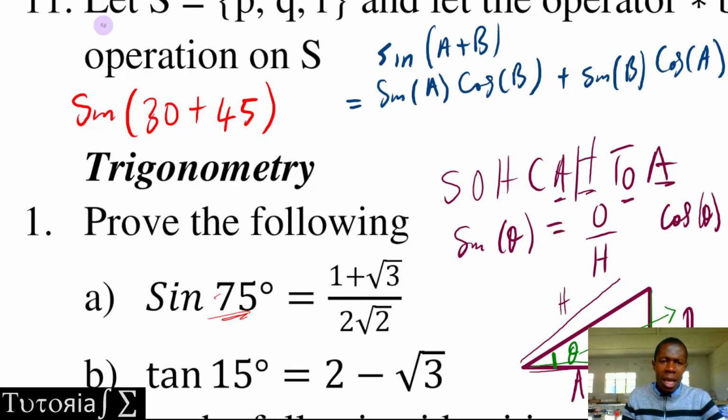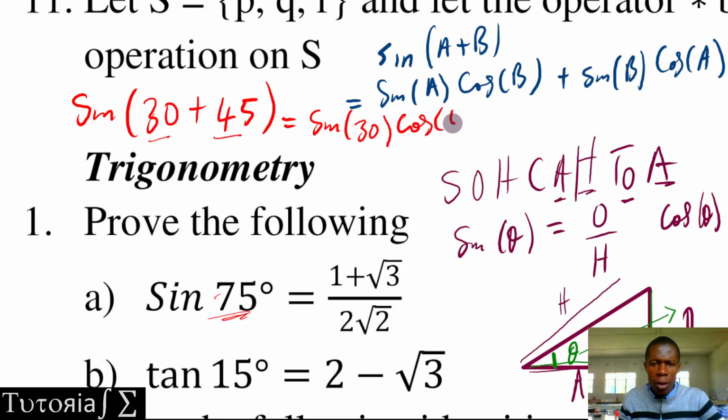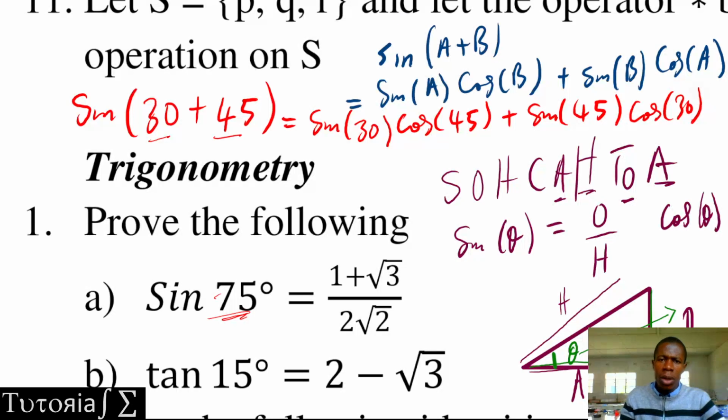So that is the same thing that we can do here. So we can say our a is maybe represented by the 30 and our b is that. So this can be distributed as sine 30 times cos 45 plus sine 45 times cos 30.